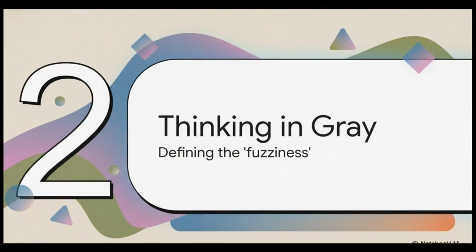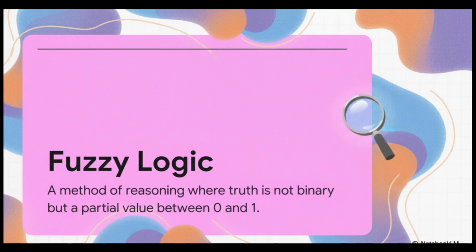All right, so this idea feels right. It's intuitive. But how do we actually define it? How do we make this idea of fuzziness into something that a machine can actually use? Well, here it is, the formal definition. Fuzzy logic is a way to reason where truth isn't some absolute, it's a partial value. It's a degree of truth, somewhere on that scale from 0, meaning totally false, to 1, meaning totally true.